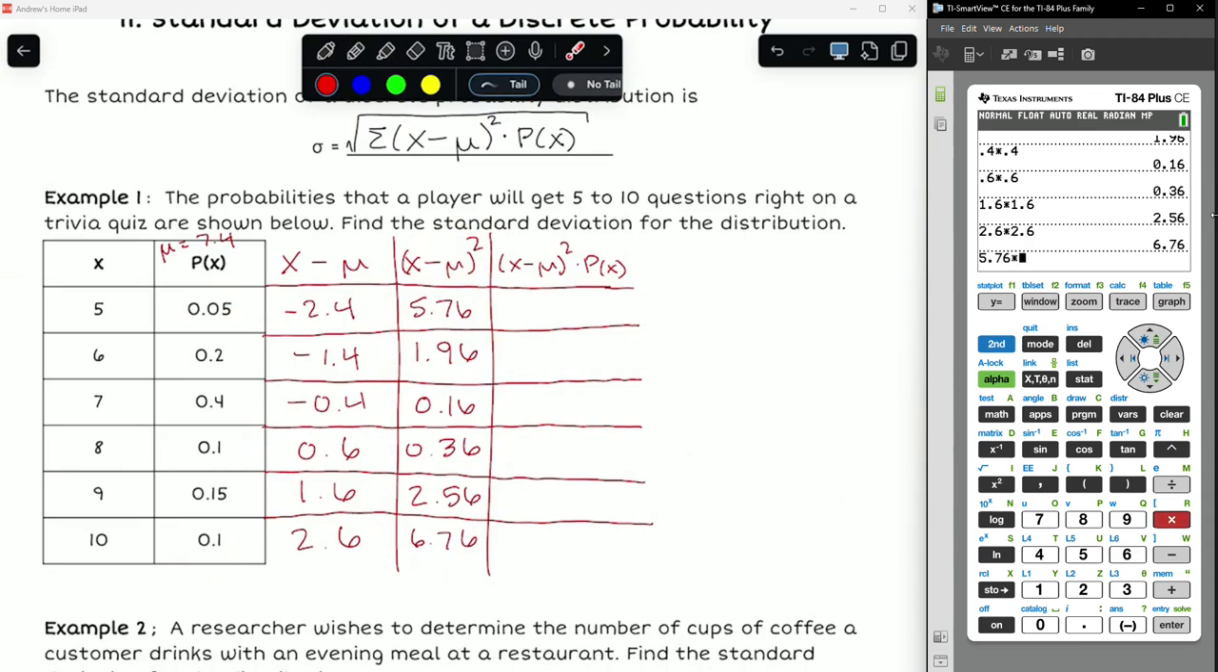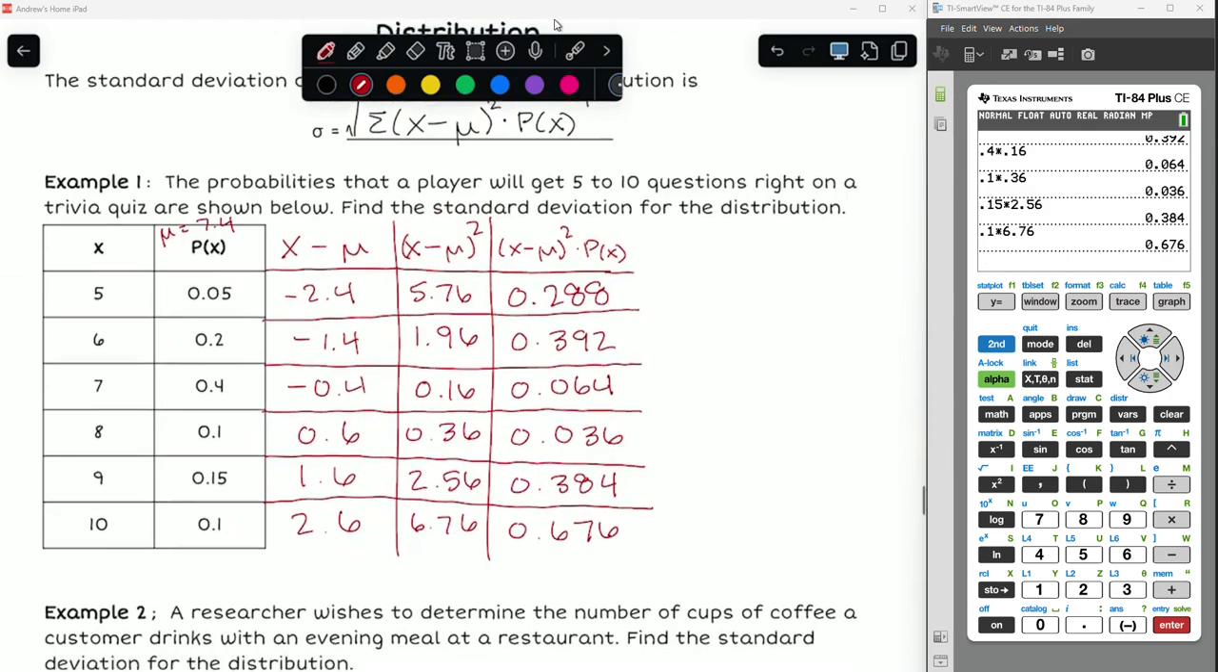5.76 times 0.05, and I get 0.288. I'm going to go ahead and pause the video and fill out the rest of that column. Feel free to follow along and we'll compare values in a second.